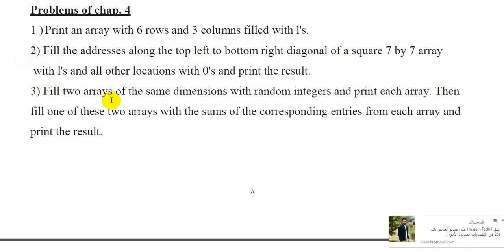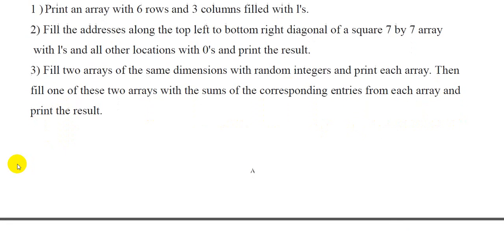Number 3: fill 2 arrays of the same dimensions with random integers, or even with assorted integers. Random is going to be with the drawers from the context that we're dealing with here, just because we have to refer to the integers as very assorted or very arranged integers. Then print each array, then fill an array at a time with the sums of the corresponding entries of each array, and print the results.